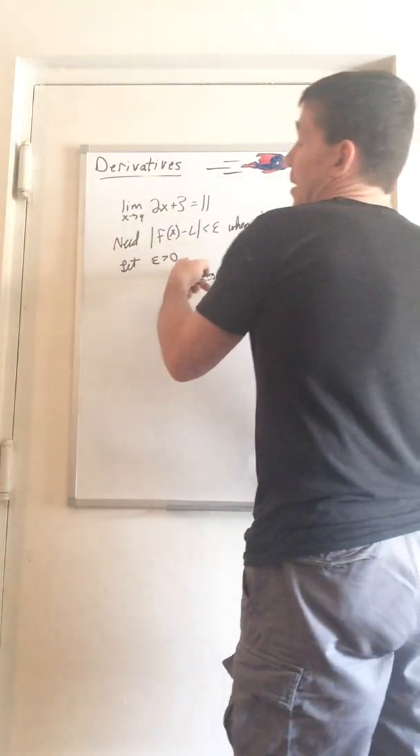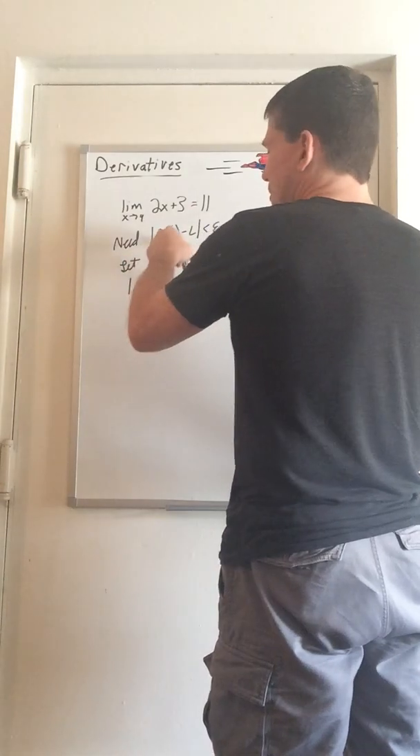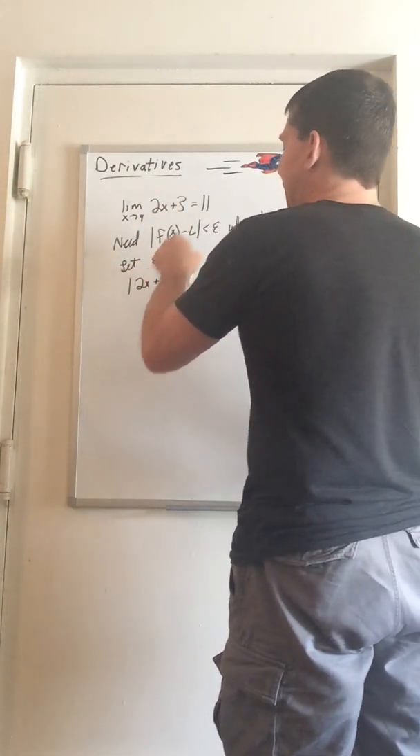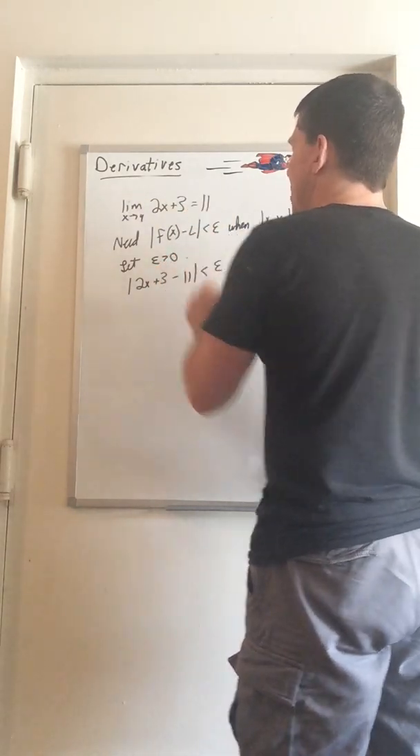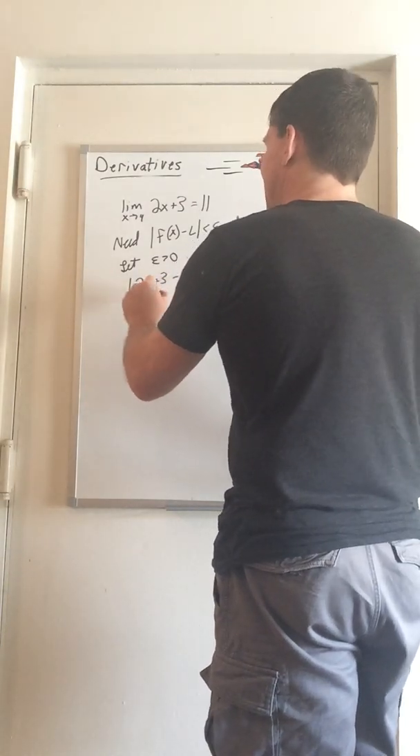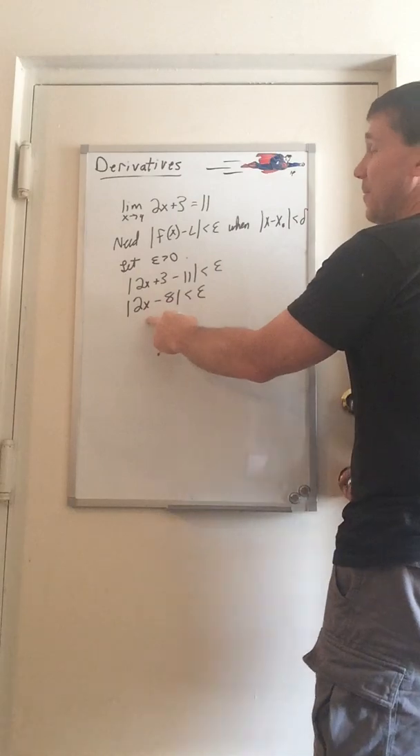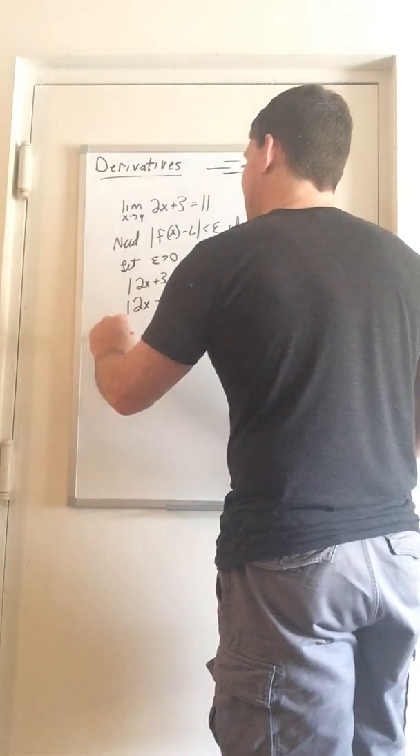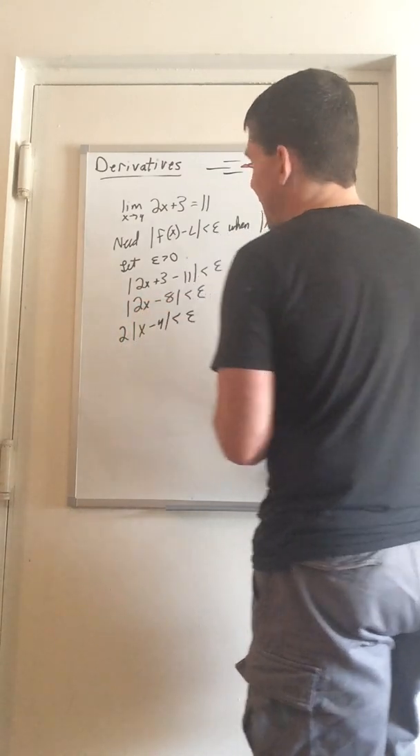Same difference. Okay, I start here and I literally just fill in the absolute value of f of x, that's 2x plus 3, minus the limit, which I just said was 11, less than epsilon. Simplify this. So I get 2x, 3 minus 11 is negative 8, is less than epsilon. Simplify this and factor it out. Factor out the 2, and I get 2 times the absolute value of x minus 4 is less than epsilon.